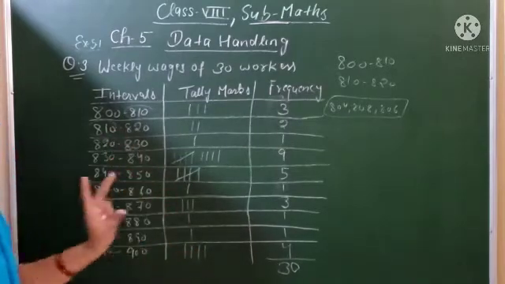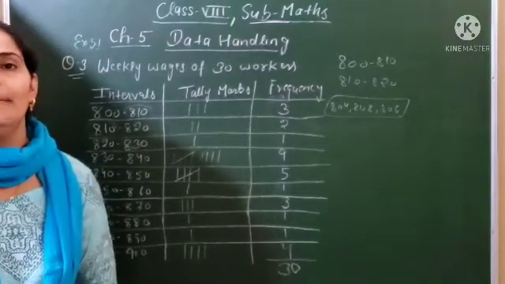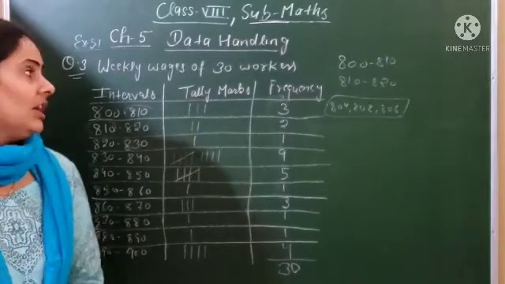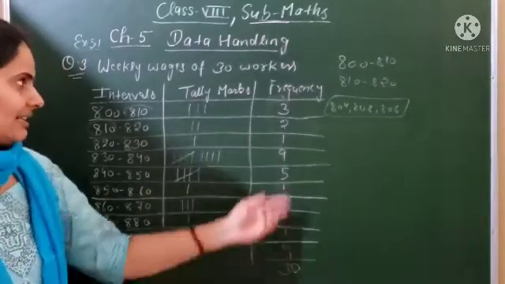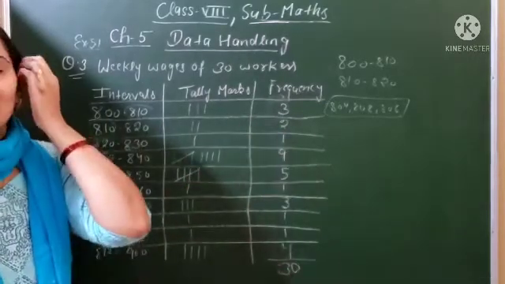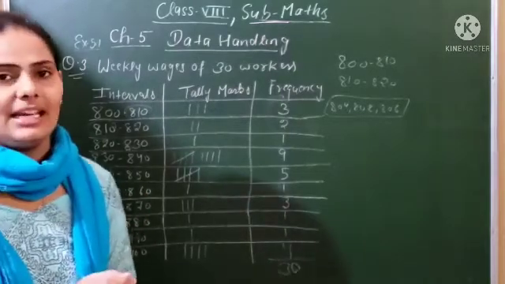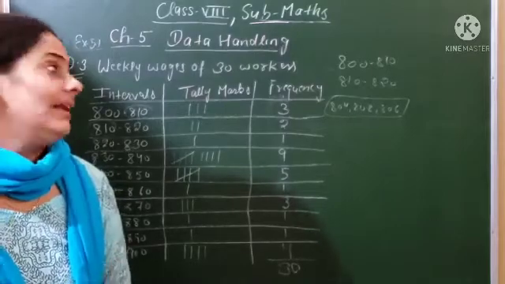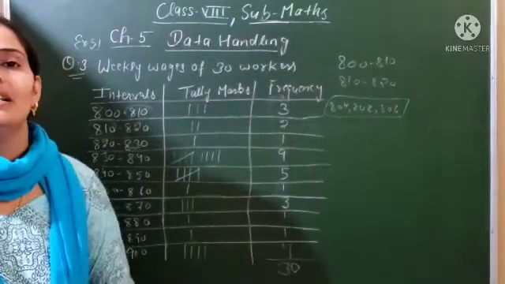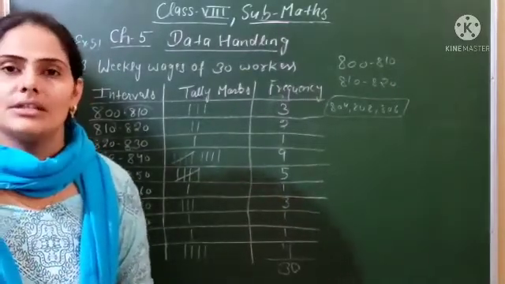Is it clear? So in this question number 3, you only have to make a frequency distribution table. The weekly wages of 30 workers are given. So these are the 30 workers, and the frequencies are given like 3, 2, 1, 9, 5. The weekly wages of 30 workers are given like 868, 804, 809, 800, something like that. You have to use the intervals like 800 to 810, 810 to 820, and so on. It means you have to start the interval at 800 and take all the intervals with a difference of 10 units.